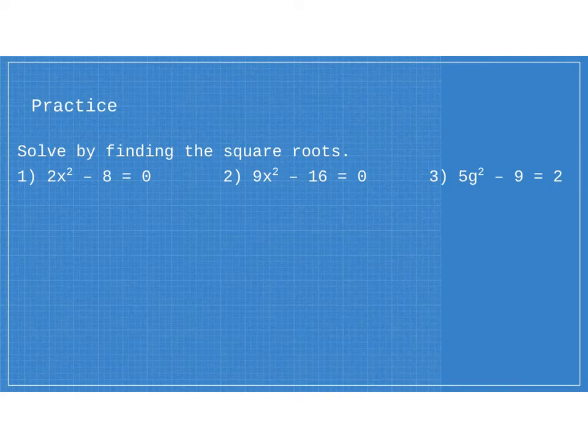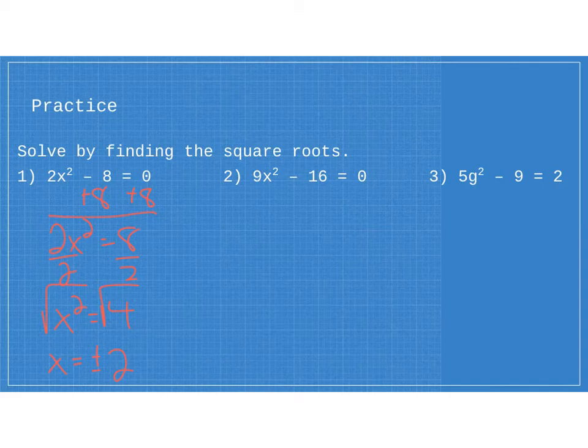Alright, so first one here, we're going to add 8. And you get 2x squared equals 8. Divide by 2. And x squared equals 4. Take square root, and x equals plus or minus 2.